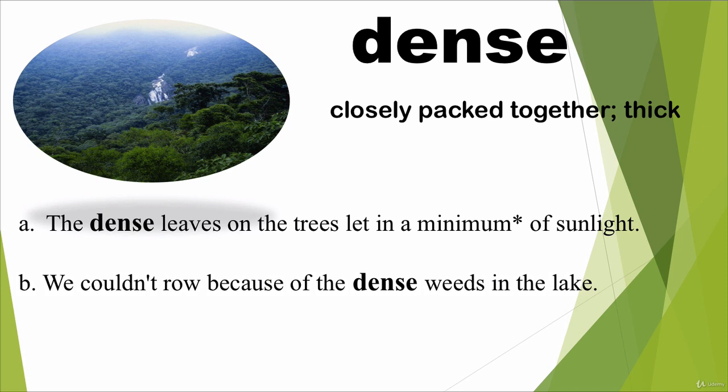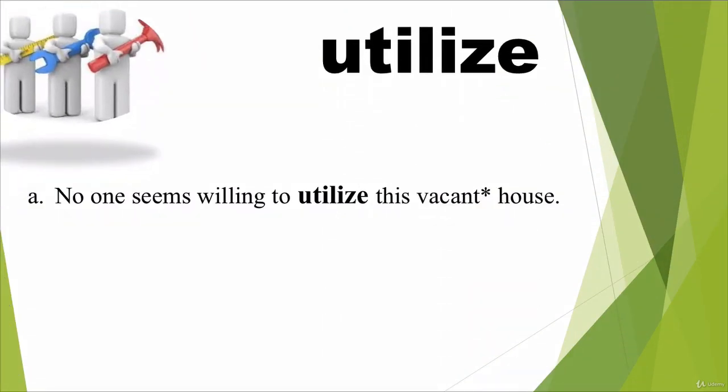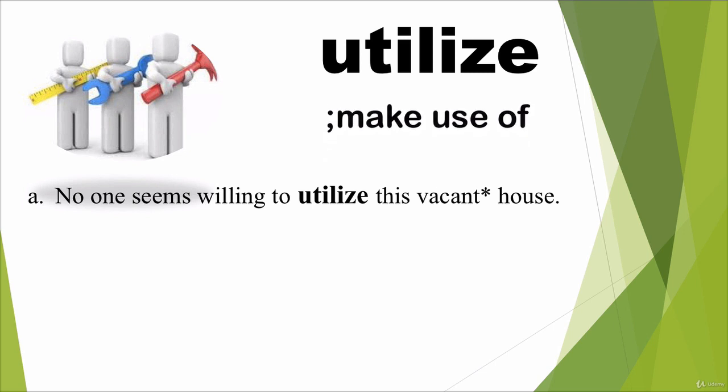We couldn't row because of the dense weeds in the lake. That's right, it's very difficult to row. And the last example is, his keen knife cut through the dense jungle. In the first lesson of 504, we learned the word keen. I don't know whether you remember it or not, but keen means something that is very sharp. So keen knife means a sharp knife. Yes, that's it.